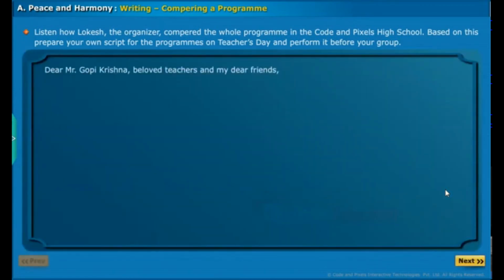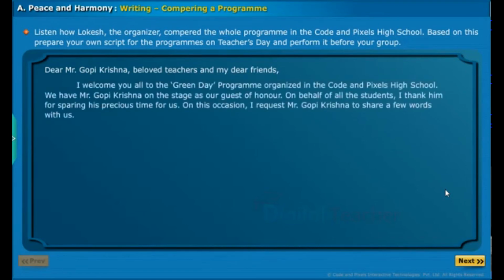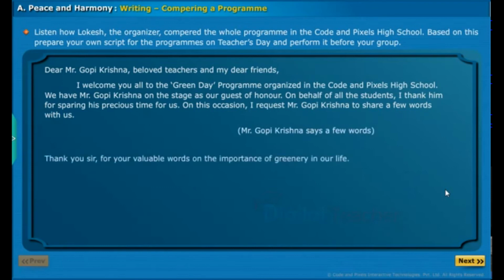Dear Mr. Gopi Krishna, beloved teachers and my dear friends, I welcome you all to the Green Day program organized in the Code and Pixels High School. We have Mr. Gopi Krishna on the stage as our guest of honor. On behalf of all the students, I thank him for sparing his precious time for us. On this occasion, I request Mr. Gopi Krishna to share a few words with us. Thank you, sir, for your valuable words on the importance of greenery in our life.